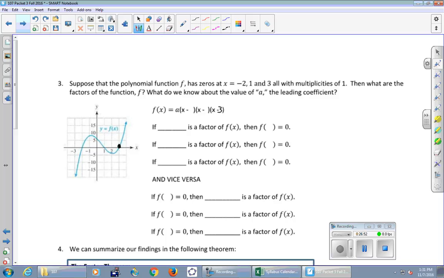Same idea for this x equals 1. That turns into x minus 1, right? It's the only way that x equals 1 is going to give you a 0 in that function. -2? Yeah, I'm going to write x minus -2. You can write it as x plus 2.